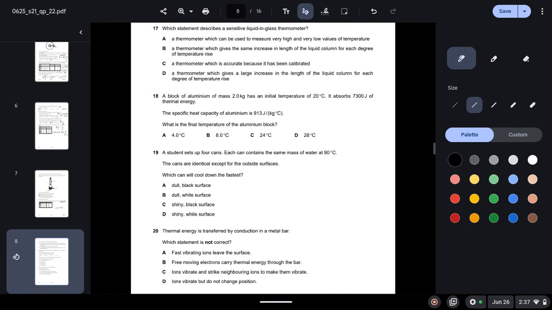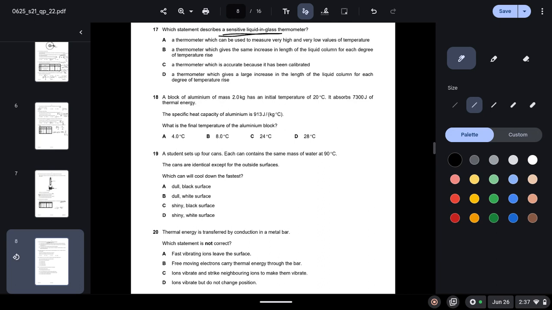Which statement describes a sensitive liquid in glass thermometer? So in the case of thermometers, sensitivity means that for a small increase in temperature there is a large increase in length. So going through the options you can see that D is the correct option.